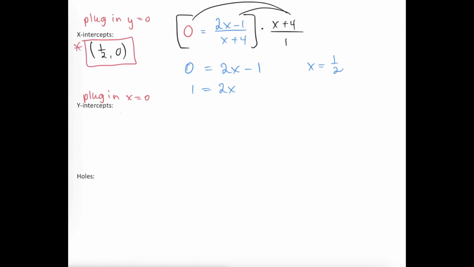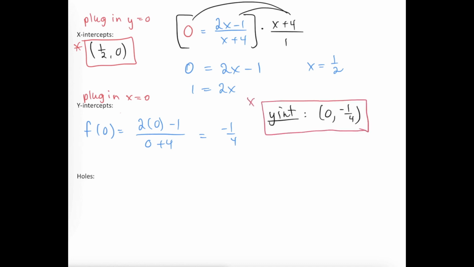In order to determine the y-intercept, we're going to plug in x is equal to 0. Basically, that's the same thing as evaluating the function at 0, and that's going to look like 2 times 0 minus 1 over 0 plus 4, which is negative 1/4. So let's finalize our y-intercept by saying that it is the point, the ordered pair, 0, negative 1/4.